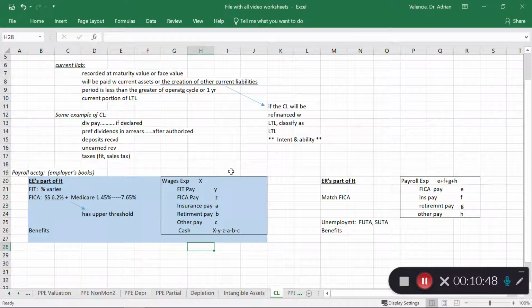The other journal entry that the employer has to do is their part of it, the employer's part of payroll. Believe it or not, the employer pays this amount X, but then on top of that, they're going to have to pay some expenses on top of that. And what are those expenses? Well, for starters, the employer is going to have to match the FICA amount. So whatever amount was here, technically I could have just put Z so it's the same. Let me change that.